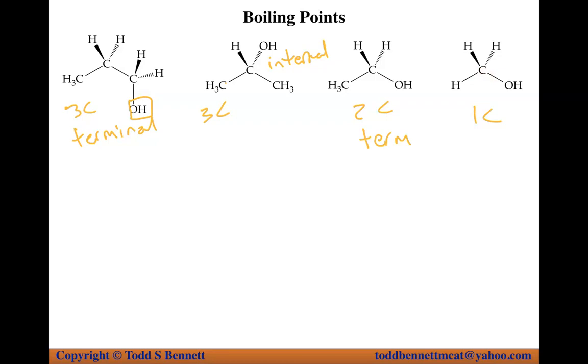So from what I learned before, 3 carbons and 3 carbons, they have the same mass. They each have an OH, so they both have hydrogen bonding, but terminal can get closer than internal. So I predict this one is going to be slightly higher than this one. And then 3 carbons weighs more than 2, 2 carbons weigh more than 1. So I'm going to predict this boiling point to be slightly higher than this, which is slightly higher than this. So earlier example, we said this one was 78.